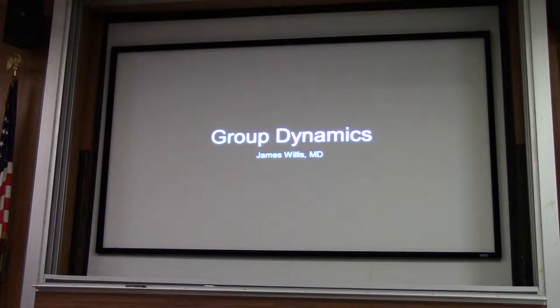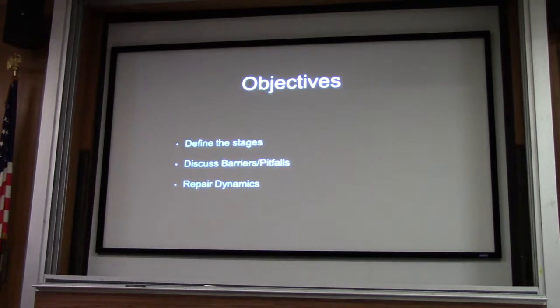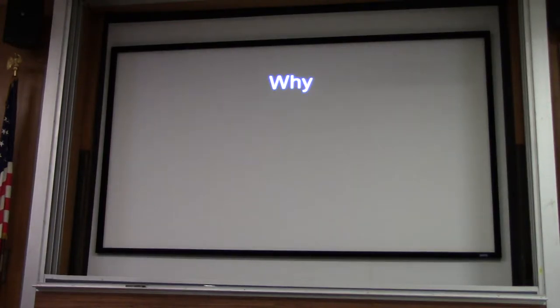So the objectives, number one, we're going to define the stages of group dynamics and how teams kind of form and manage each other, discuss some barriers, pitfalls, and kind of talk about how we can repair those dynamics. So why do you guys think this is important for emergency medicine docs or for us as residents to learn about this? We're working in really close spaces next to each other, on top of each other.